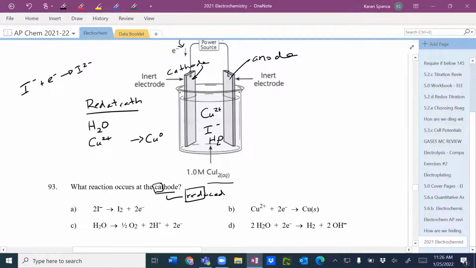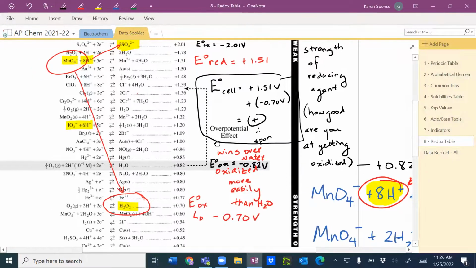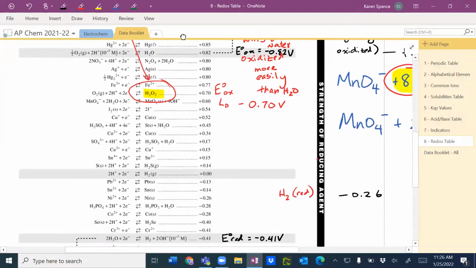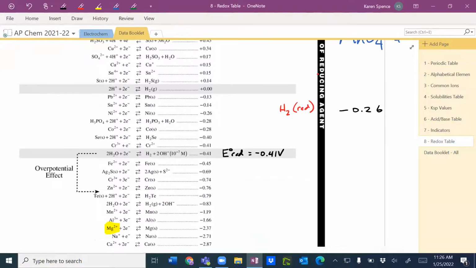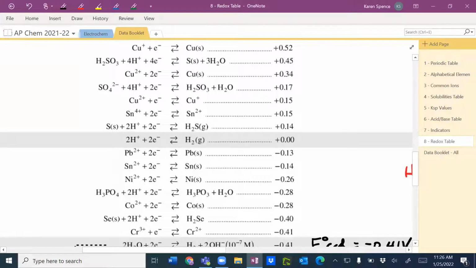All right, what is the reduction potential of water? I think it's 0.4 something. Let's look. Water: negative 0.41. And copper, reduction potential of copper. We have one here, we have one here. Copper 2 plus, copper 2 plus. Which one would we choose?